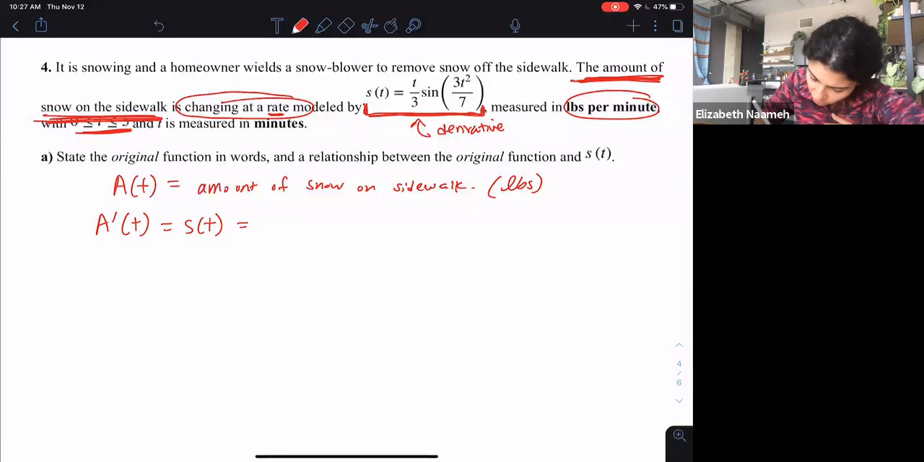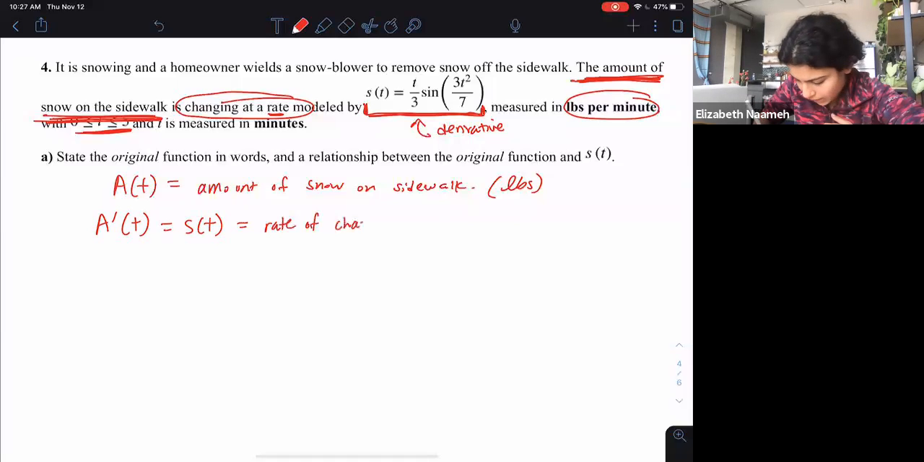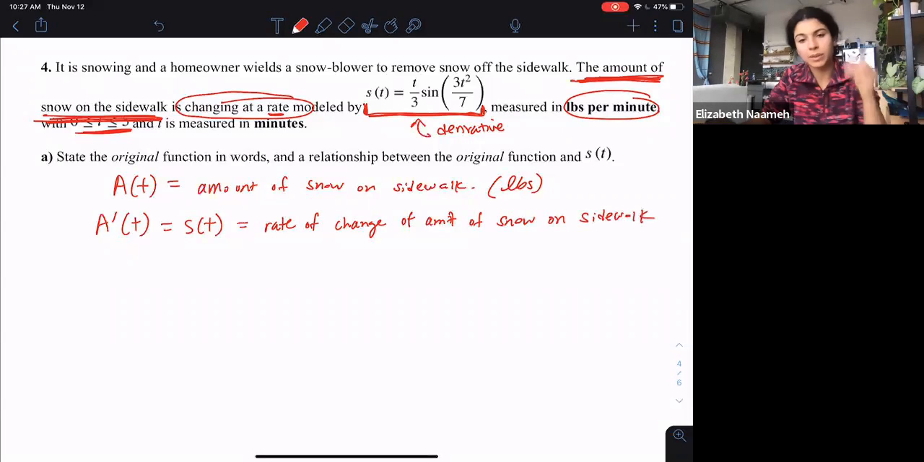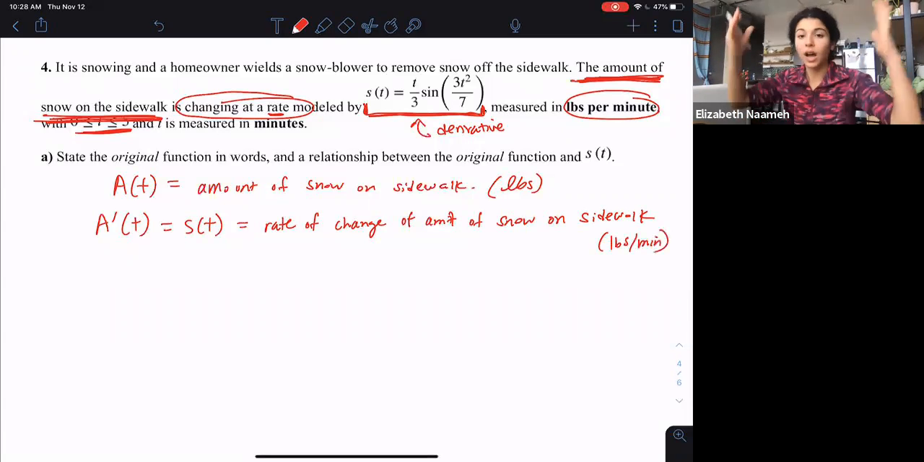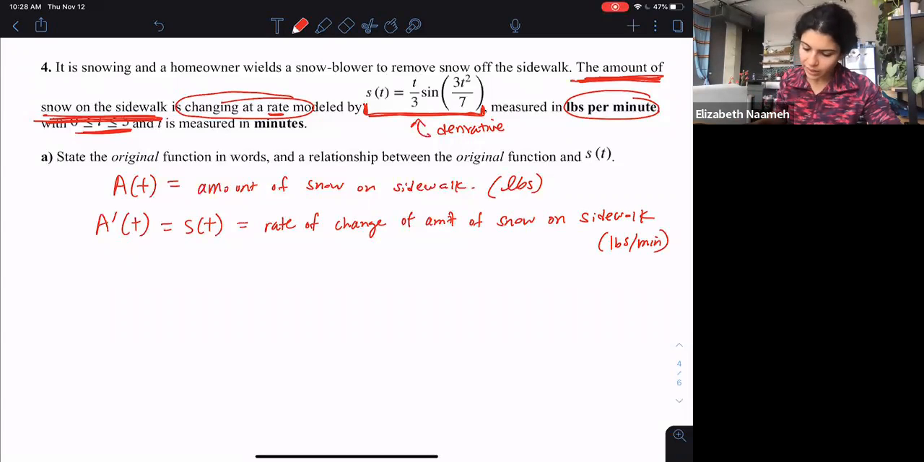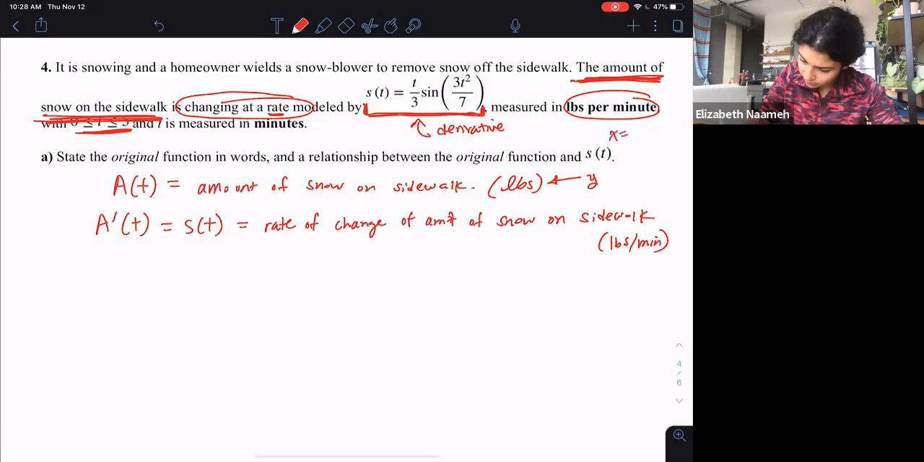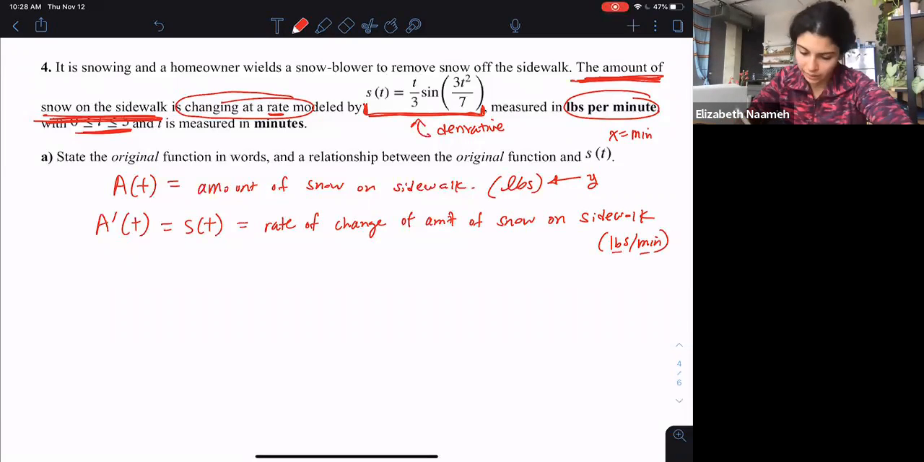Now we need to explain what that is. This is not the amount of snow, but the rate. Write this down: the rate of change of, you can abbreviate amount to AMT, of snow. Not just of snow, but of snow on the sidewalk. Be very specific. And now we're going to be measuring in pounds per minute. Ta-da. Notice that your y variable up here is in pounds. Your x variable is t in minutes. So then the derivative would make sense to be pounds per minute, y over x, like we did last time. Okay, so we answered A.